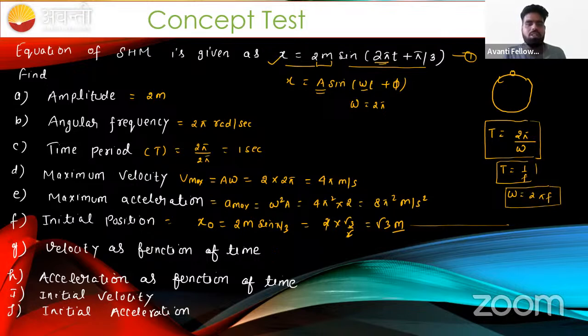Next, velocity as a function of time. What is the meaning of this? Firstly, we have to understand the meaning. What is a function of time? Whenever such a type of question is asked in the whole of physics, it means the examiner is interested to find out, can you develop a general relation?